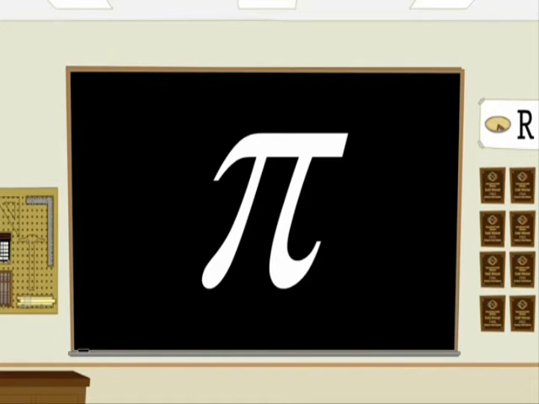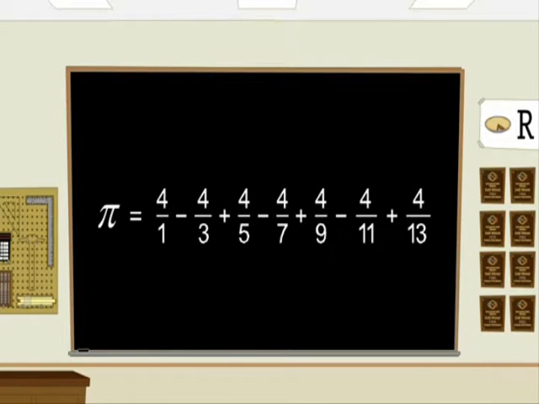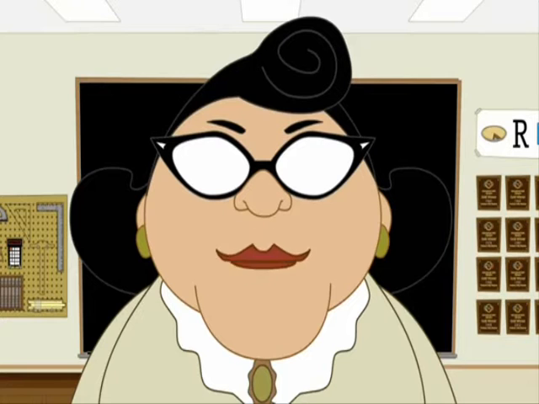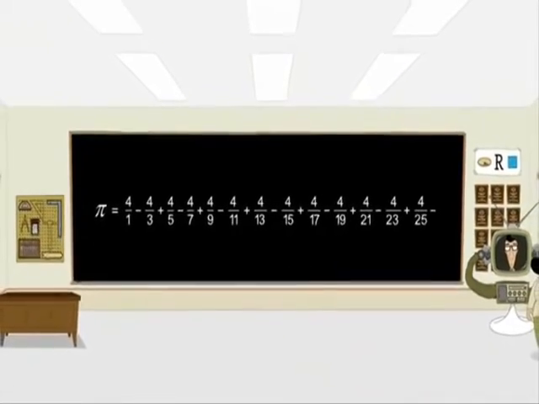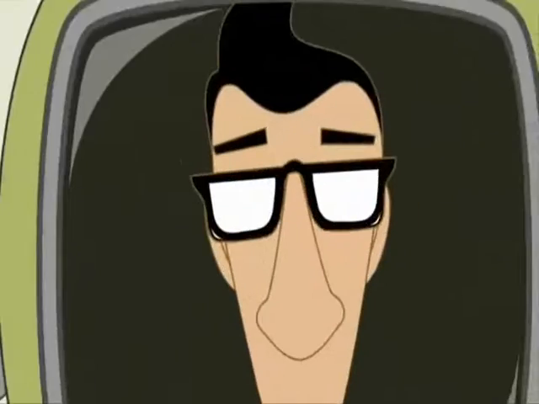Some numbers like pi can only be calculated by using convergent infinite series. Here are the first few terms of an infinite series which can be used to calculate pi. Of course, we can't actually add an infinite number of terms unless we had an infinite amount of time. However, we can make our answer as accurate as we like by simply adding enough terms.